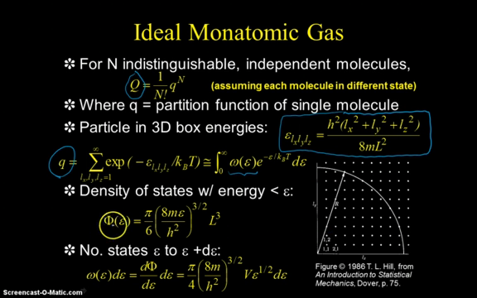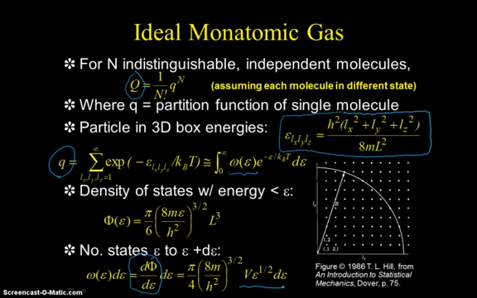So that density of states will be pi over 6 times 8me over h squared to the 3/2 power times L cubed, where L represents essentially the size of the sphere. And then we can find the number of states with an energy between epsilon and epsilon plus d epsilon by taking the derivative of phi, the density of states, with respect to epsilon, and multiplying by d epsilon. So that's how we get omega that goes into this expression.